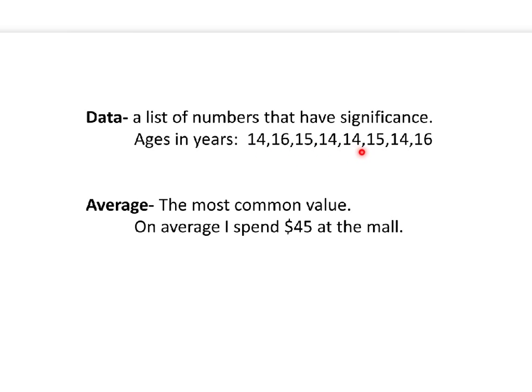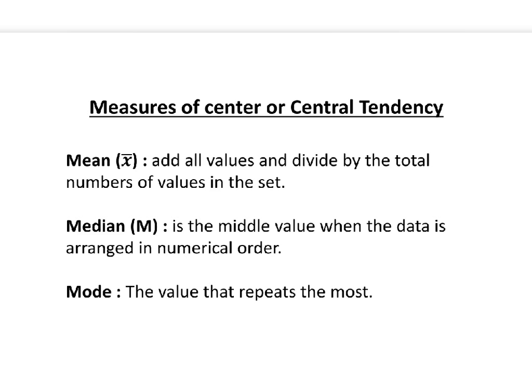The most common thing we can find when we have a list of numbers is the average. Now there are three types of averages. The most common one is the mean, second one is the mode, and the third one is the median. Now a lot of people say on average I spend $45 at the mall, or on average you see 3 items in a day. What people are talking about, the most popular one, is the mean.